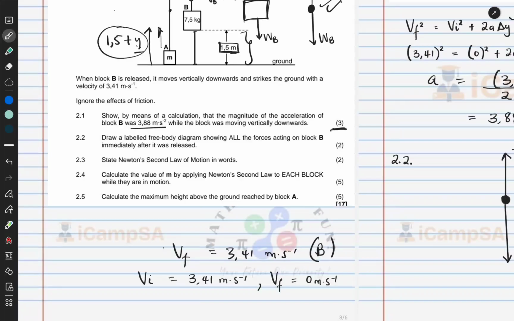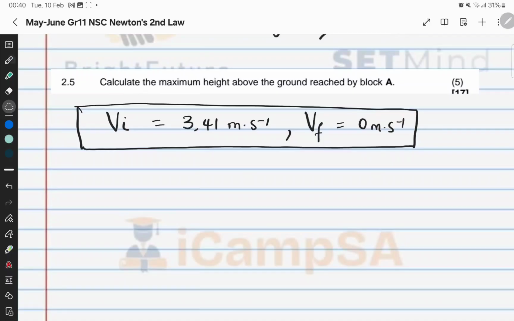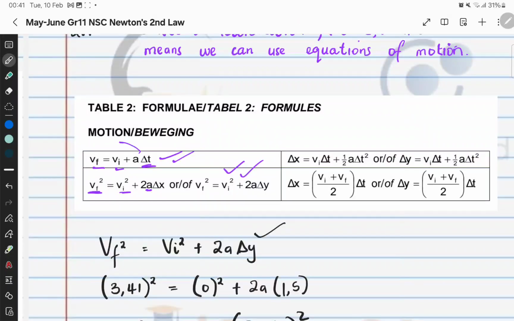So let's find that. From this information alone, I'm sure you can see that now we can use equations of motion again. We have this information, and remember our acceleration is a constant 3.88 meters per second squared. So which equation can we use? We don't know the time it will take to reach its maximum height. Therefore, we must go back and use the very same equation, this one. So let's use that one.